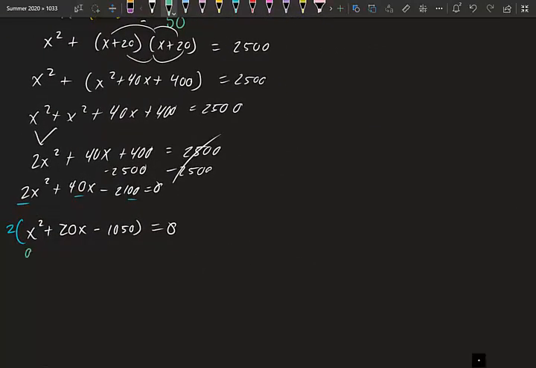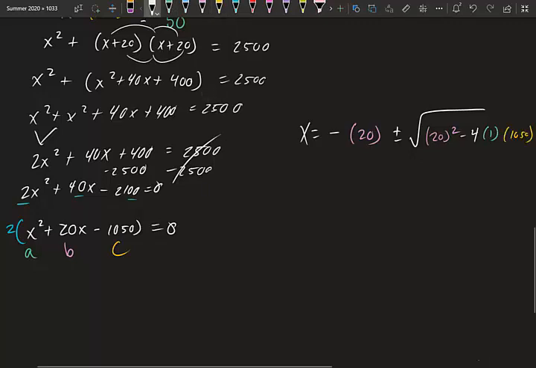So we have our A, we have our B, and we have our C. So plugging into the quadratic formula, we have x equals negative b plus or minus the square root of b squared minus 4 times A, which is 1, times C, which is 1,050, all over 2 times A, which is 1.